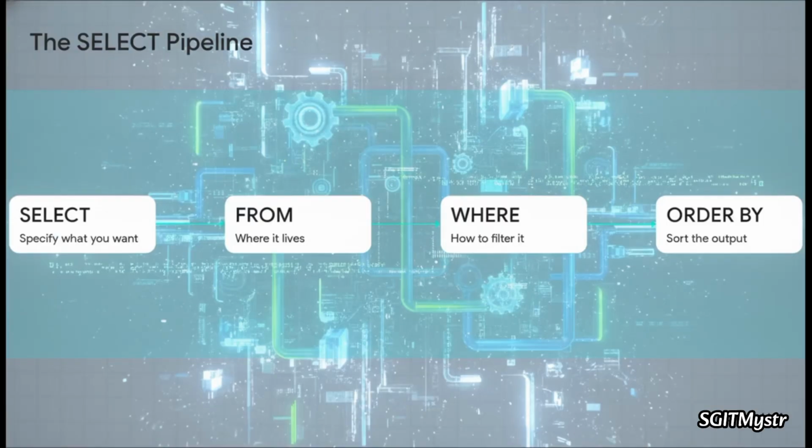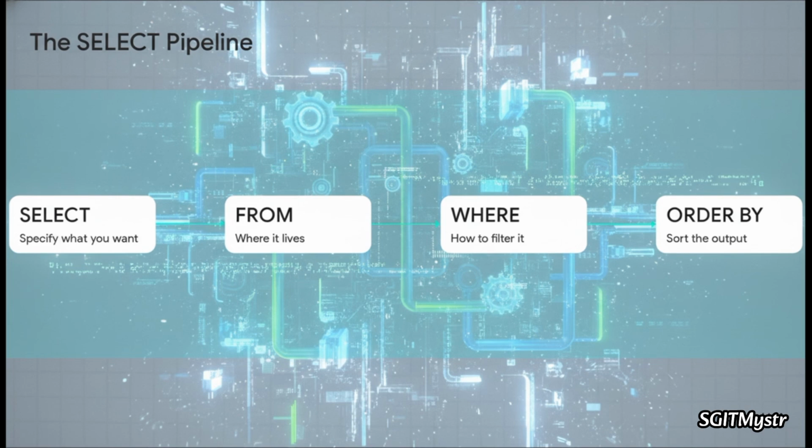I like to think of the select statement as assembling the pipes of a giant machine, step by step. Step 1 is select. You tell the database exactly what columns you want. Step 2 is from. You point the machine to the specific table where that data lives. Step 3 is where. This is your filter, ensuring you only pull the rows that meet your specific conditions. And finally, step 4 is order by, which, you guessed it, simply sorts your final output.